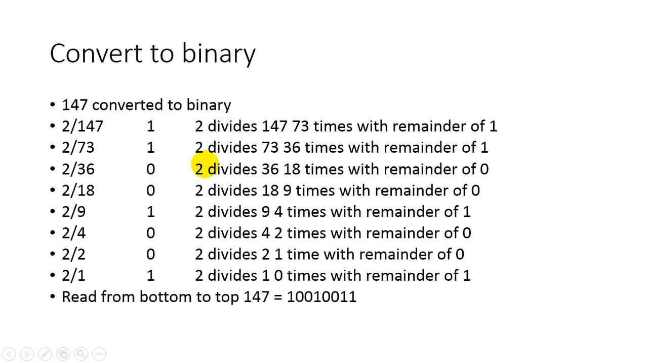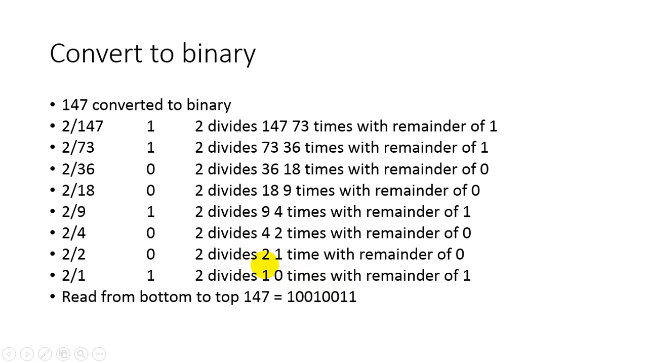2 divides into 36 18 times with the remainder of 0, we write the 0 down. 2 divides into 18 9 times with the remainder of 0, we write the 0 down. 2 divides into 9 4 times with the remainder of 1, we write the 1 down. 2 divides into 4 2 times with the remainder of 0, we write the 0 down. 2 divides into 2 1 time with the remainder of 0, we write the 0 down. And finally, 2 divides into 1 0 times with the remainder of 1. We read from the bottom up, and we get our answer of 1001 0011.